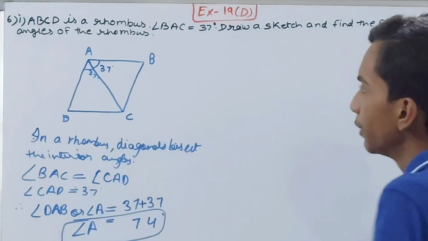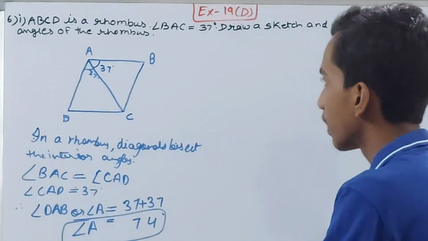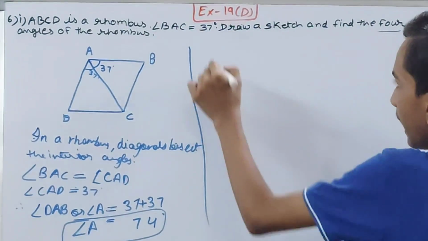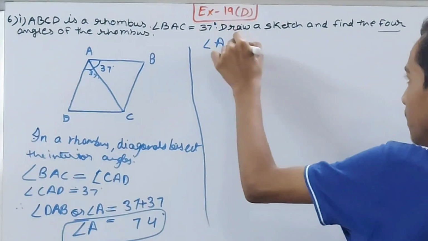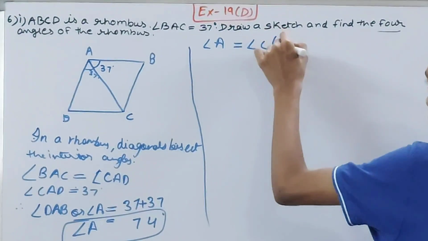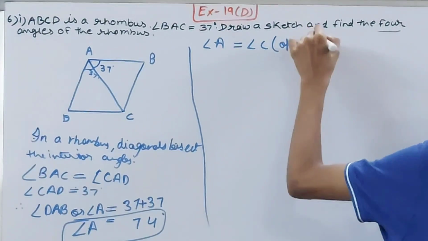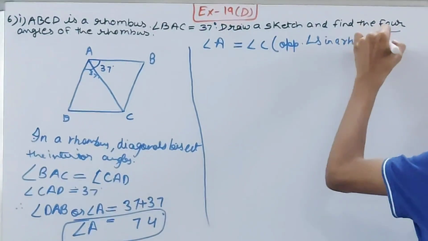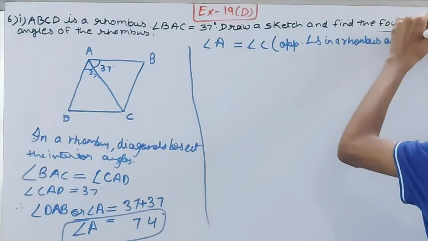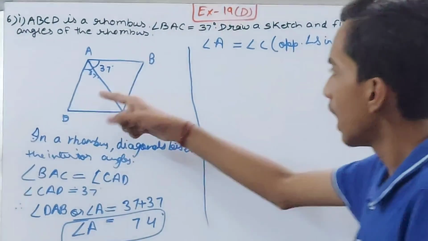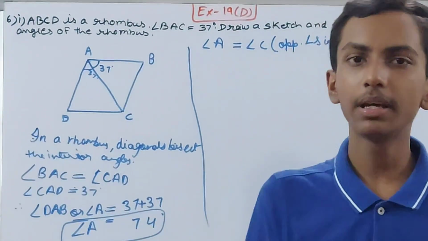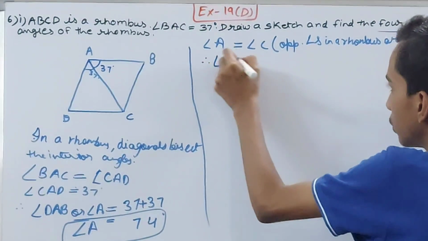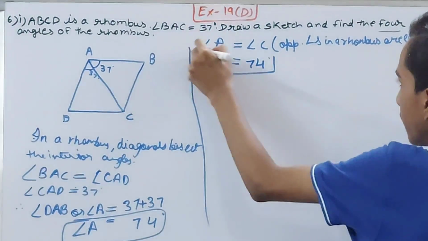So we know this is 74 degrees. Now come to the other part of this. Angle A will be equal to angle C because opposite angles in a rhombus are equal. This is the property again, right? We won't be repeating this many times. As I said, opposite angles in the rhombus have the same measure. So angle A is 74 degrees. Therefore, angle C will also be 74 degrees or not? Another angle we have taken out.